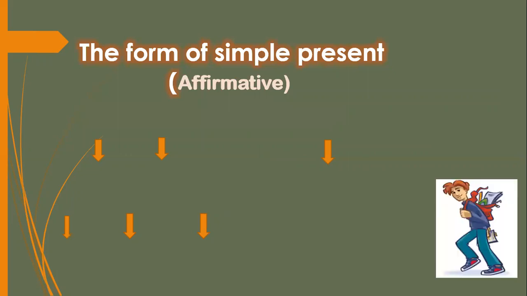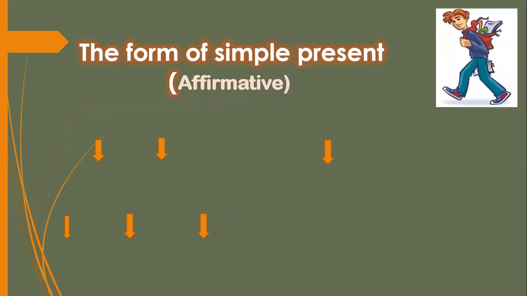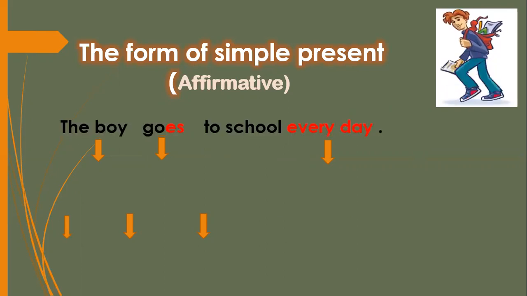Okay, look at this picture. If I ask you, what does he do every day? Tell me about his routine or his habit every day. So the boy, excellent, goes to school every day. Okay, where is the subject here? The boy. The main verb is goes, and we have an adverb of time that tells us it is a routine or habit. It is every day. So the boy goes to school every day. It is his habit or routine or regular action.